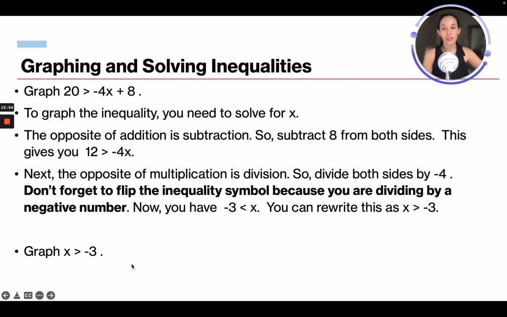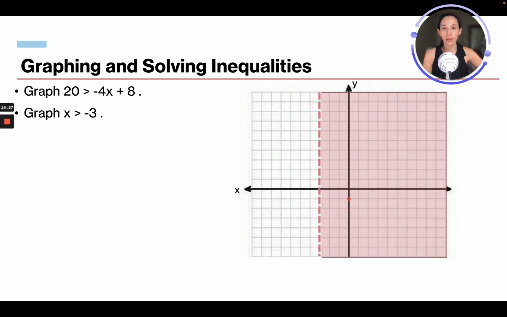And so if we were going to graph this, we would find negative 3 on the graph. So this is 0, negative 1, negative 2, negative 3. You just do a dotted line up and down, and all of this is shaded because what that means is x could be any of these numbers.